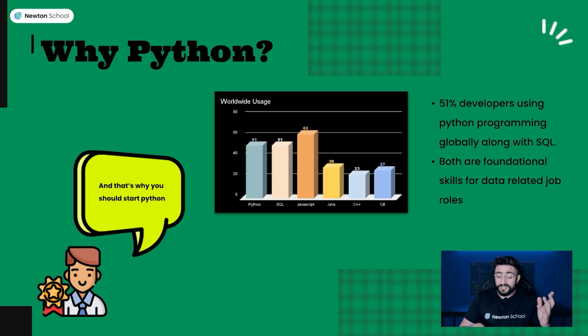So almost 51% of developers are using the Python programming language along with SQL. SQL is another language used in data engineering, right? SQL is Structured Query Language. So if you use Python along with SQL, 51% of developers are using it globally, right? And these two languages combined are the foundational skills for data-related jobs as well, right?